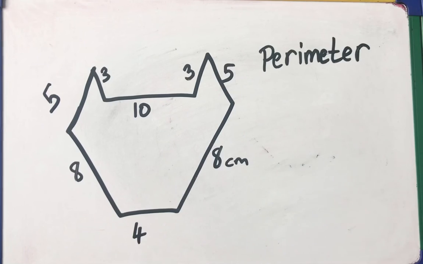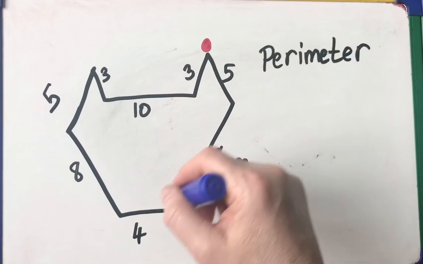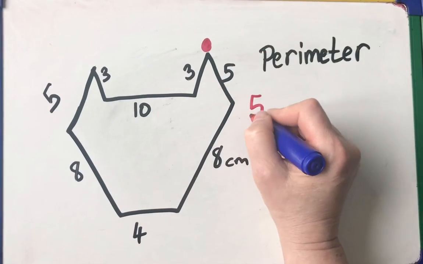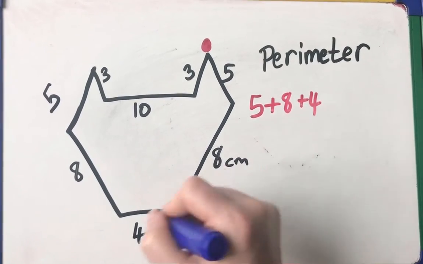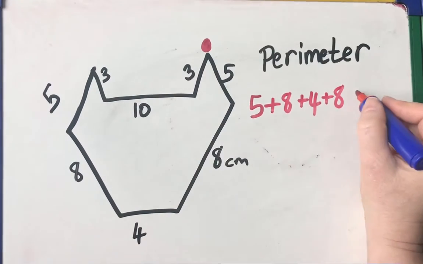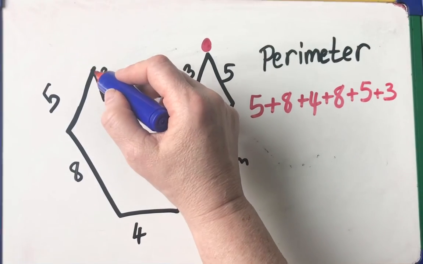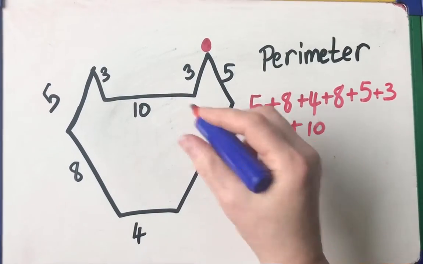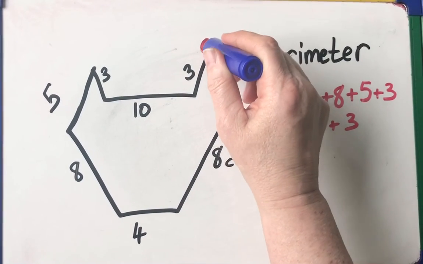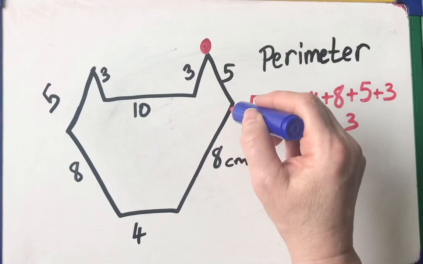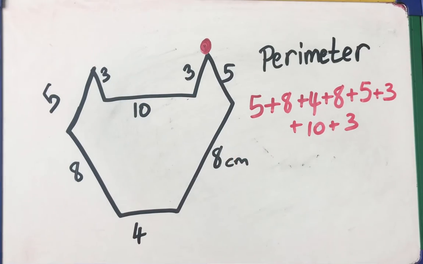So all I have to do, I'm going to choose a starting point, which will be there, and I'm going to walk this way. So I'd walk 5, then another 8, so I'd have to add 8, then I'd have to add 4, add 8, add 5, add 3, and then add the 10. Then add 3 to get back to my starting point. That's why it's important to put a starting point on. Make sure I've got enough sides. 5, 8, 4, 8, 5, 3, 10, 3. I know I haven't missed anything out then.